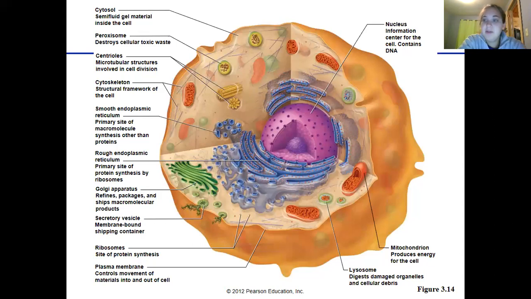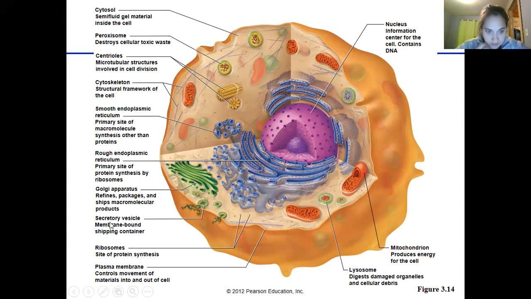So here are some of the organelles that you'll see in the cell. Some basics here: the nucleus, that's a big one, and that's going to be the information site for DNA. The mitochondria, the powerhouse of the cell. Again, that's where that energy is produced. Lysosomes, that's going to clean everything up. You've got our plasma membrane, so it's allowing things in and out of the cell. Our ribosomes are that site of protein.